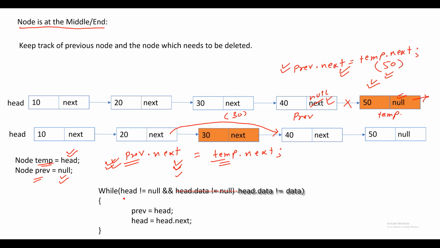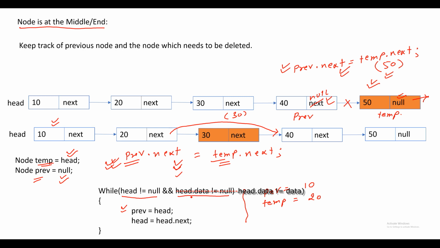Now we will run a while loop where we will check that the head is not equal to null or head.data is not equal to the given data. In this case, we will make previous point to head. So after the first operation, if you see this example, what will happen? The previous will be pointing to 10 and your temp will be pointing to 20.